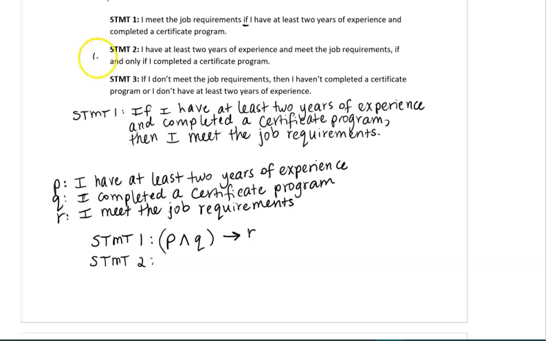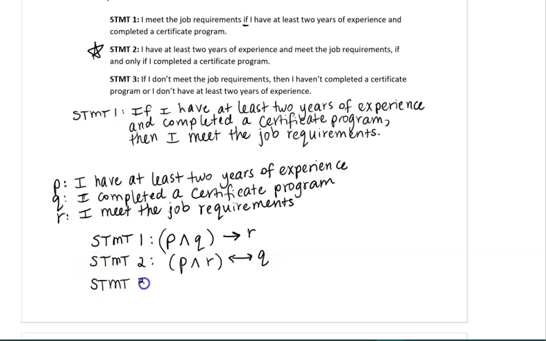Statement 2 up above here, I have at least 2 years of experience and meet the job requirements. So I have at least 2 years of experience and meet the job requirements if and only if, so this comma here shows me that those are grouped together, if and only if I completed a certificate program, which is Q.